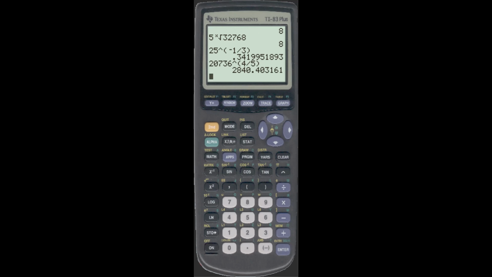It's better if you can write it as a fractional exponent. So 2840. Okay, just writing out the answers in case you want to look at them later. So it's 187, which is the base, to the power of, and this is the hardest part, is figuring out the power. It's 3/4.